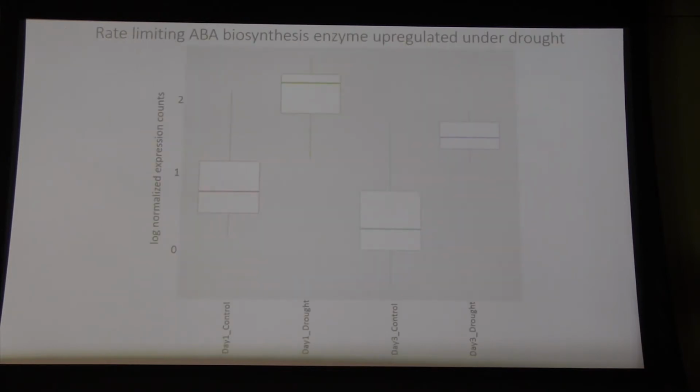And then to go from general overviews of the expression to a highly specific single gene, this plot is showing the expression of the rate-limiting enzyme in abscisic acid biosynthesis. What you can see is that on both days during drought stress, it is significantly more expressed than under control conditions. That suggests to me that if the plant is upregulating the expression of an ABA biosynthesis enzyme, it is probably producing more abscisic acid.